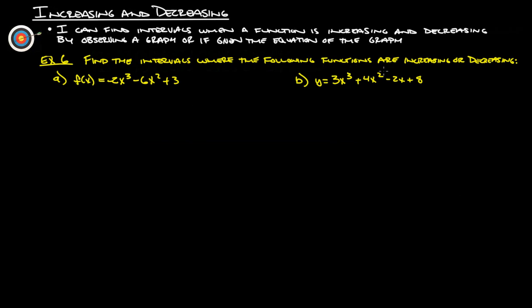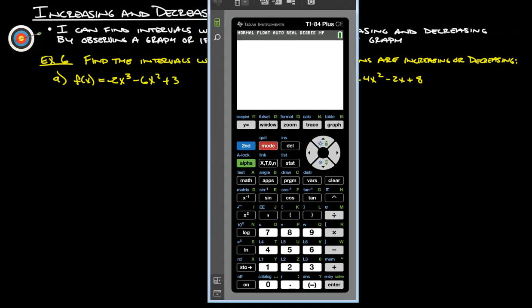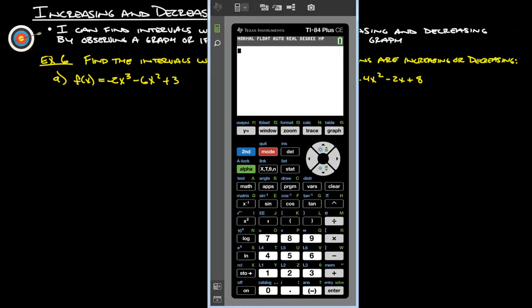Find the intervals where the following functions are increasing or decreasing. Okay, now we can use our graphing calculator for whatever we want on these. So there's two ways to do this. We could find the derivative of this, and then find where we've got maximums and minimums with our derivative function, or we can simply plug this thing into the y equals on our graphing calculator, right? So let's do that.